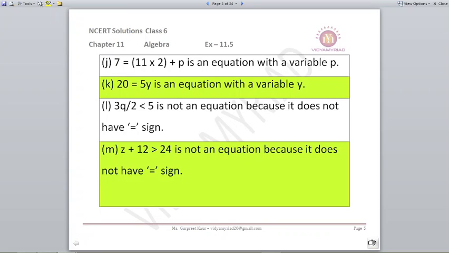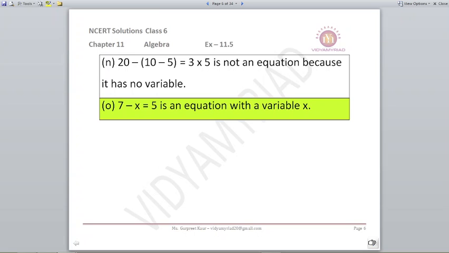L part, 3q upon 2 less than 5. There is no equal to sign in between, so it is not an equation. M part, z plus 12 greater than 24. It is not an equation as it does not have any equal to sign in between. N part, 20 minus 10 minus 5 is equal to 3 into 5. It is not an equation as it does not have any variable in it. And lastly, 7 minus x is equal to 5. Yes, it is an equation with a variable x in it.